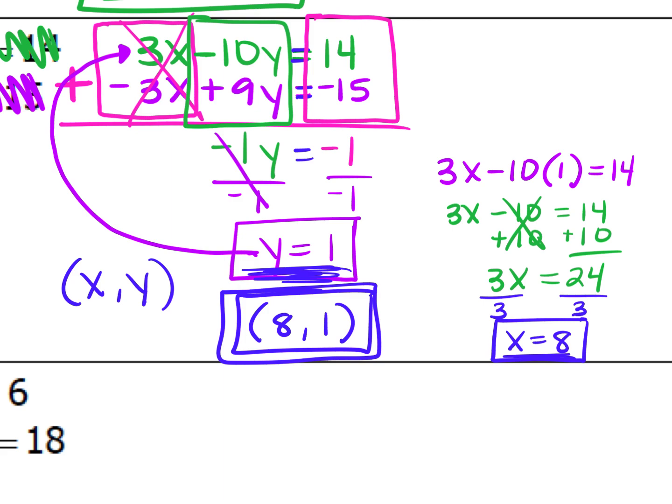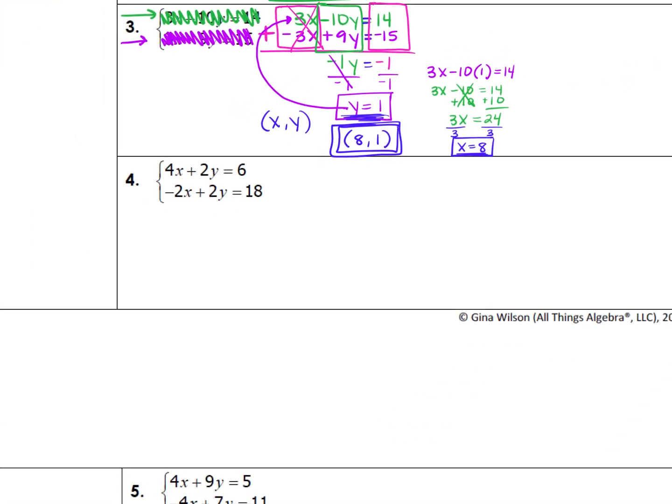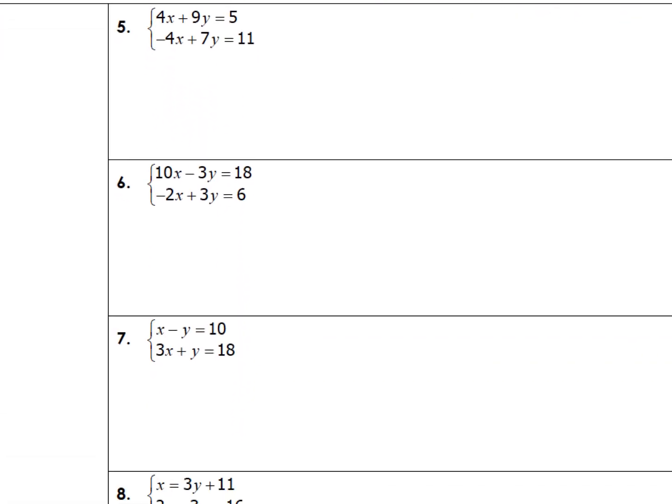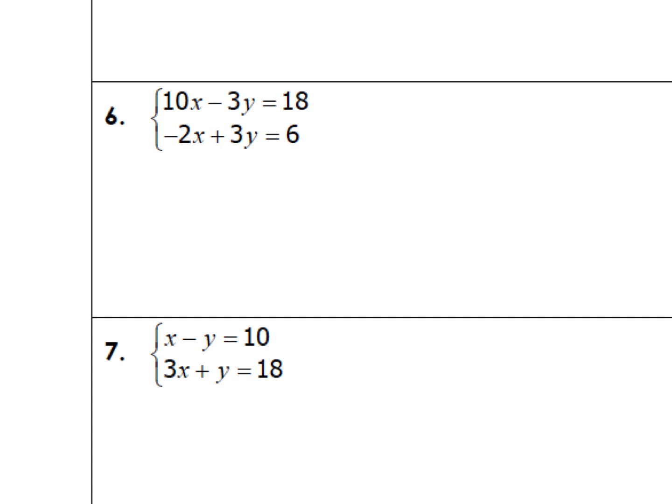Okay, so here's what I want you to do. I want you to go to number 6. Notice these are opposites already. So you are going to add these two equations together. Okay, and I'm going to ask the sub to pause real fast, or if you're watching this from home because you were absent, go ahead and pause and try this problem for a couple minutes here. And then when you unpause, I will walk you through it.